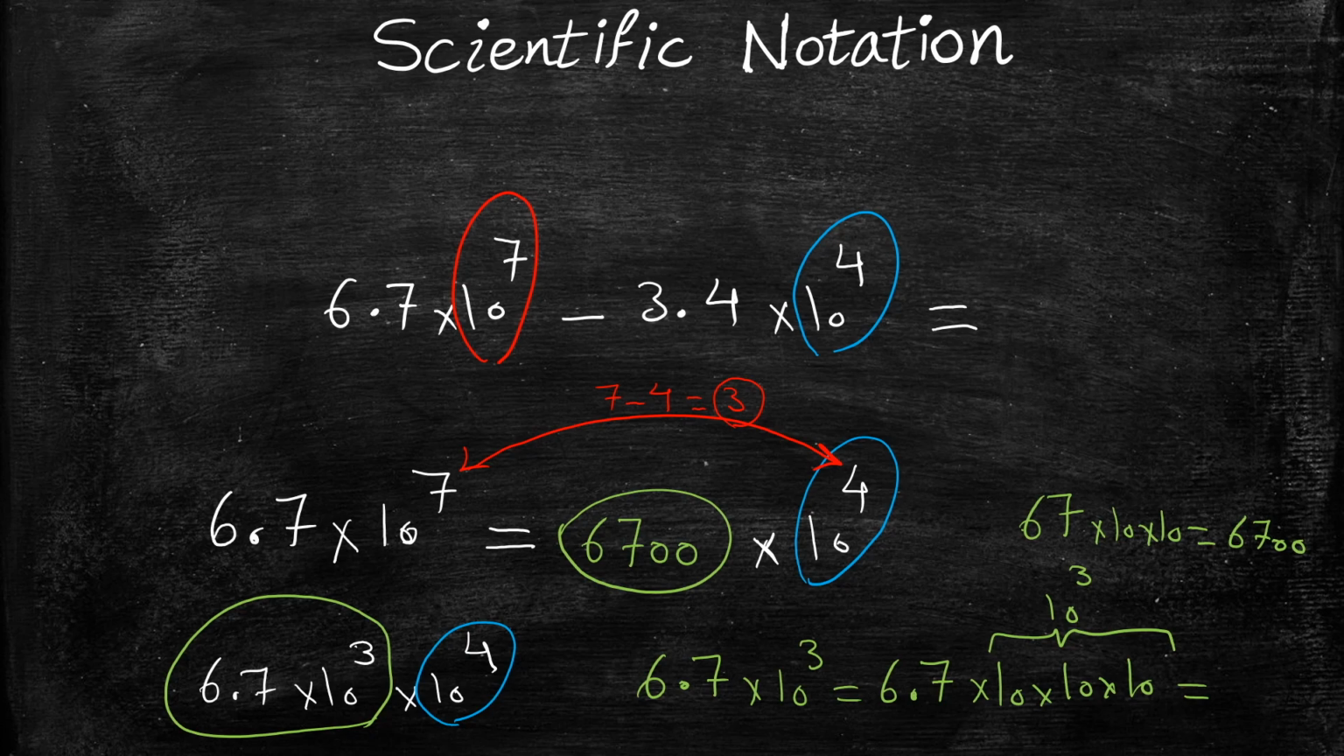So I can simply subtract these two, right? So we will have 6,700 minus 3.4 times 10 to the 4. That's the answer. So I just need to do the subtraction. The subtraction, you can either do it with a calculation or in your head.